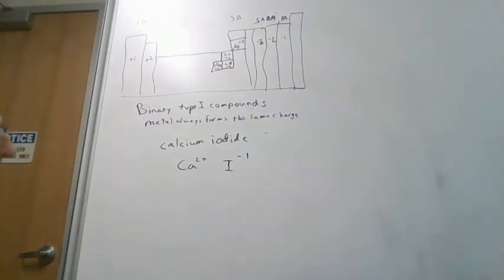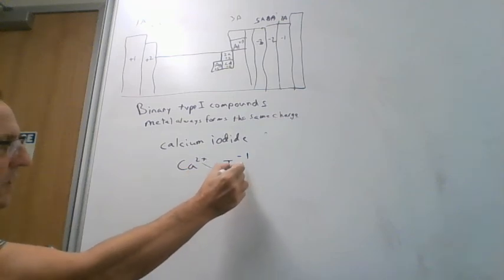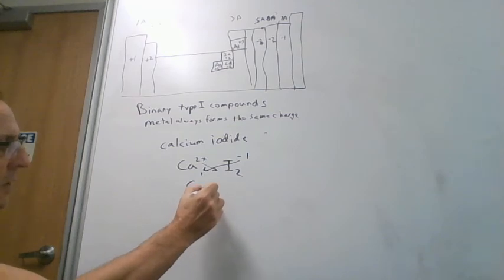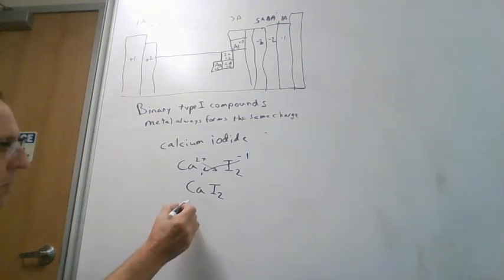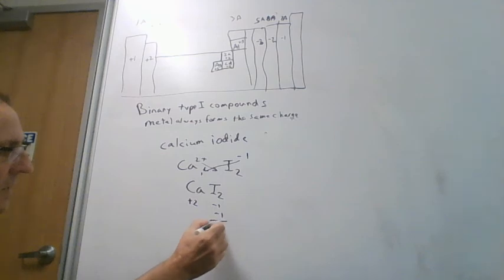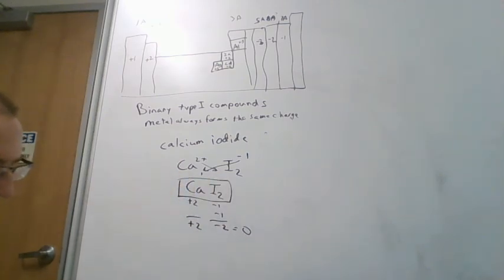Again we can do the cross multiplying. We have 2 here, we can transfer the 2 over here, we have a 1 here, we can transfer the 1, so we need 1 calcium and 2 iodine. We have a +2 charge here, and we have 2 -1 charges, so we have a -2 charge and a +2 charge. Overall, we have a 0 charge. So this is the correct ratio for calcium and iodine.